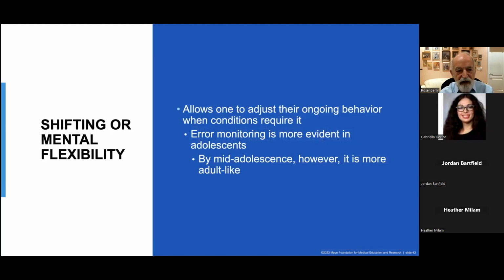And the third phase is shifting or mental flexibility, which allows one to adjust their ongoing behavior when conditions require it. Error monitoring is more evident in adolescence, and by the time an adolescent reaches age 30, they have better control of this function, and they can maintain their executive functions in a more normal state.